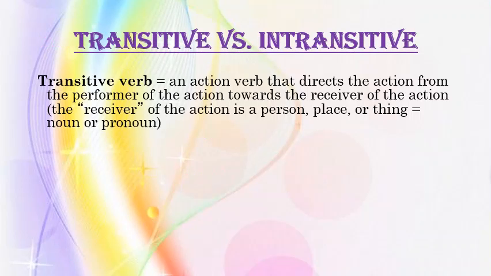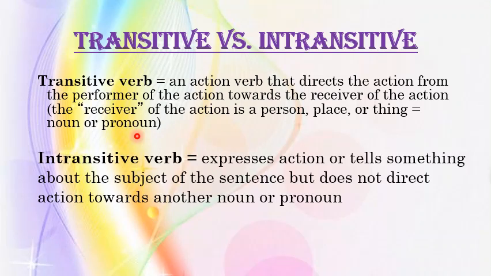Now let's learn the difference between transitive and intransitive verbs. Transitive verb: an action verb that directs the action from the performer of the action towards the receiver of the action. The receiver of the action is a person, place, or thing. It can be a noun or it can be a pronoun.